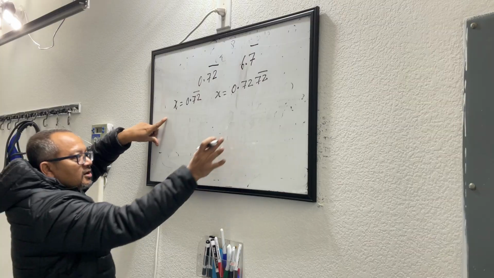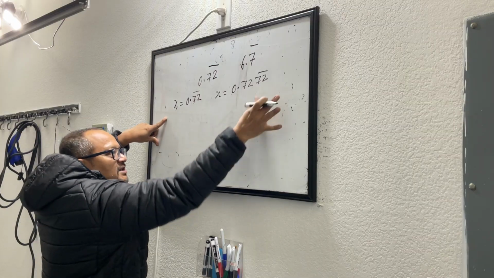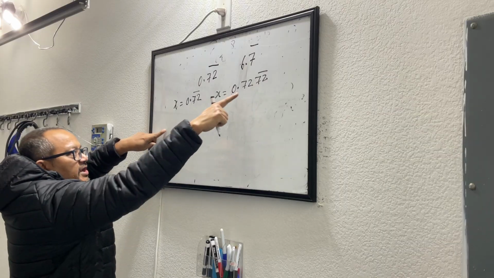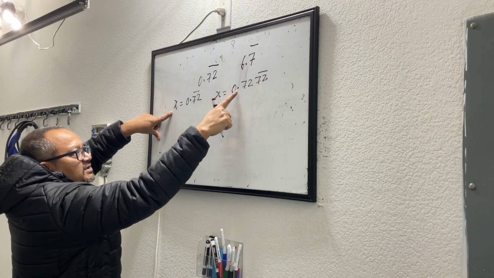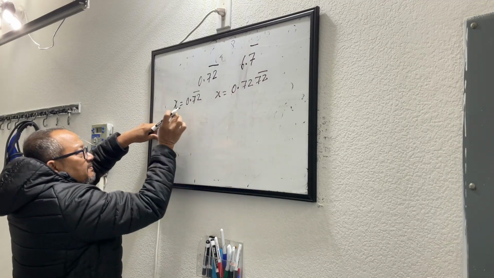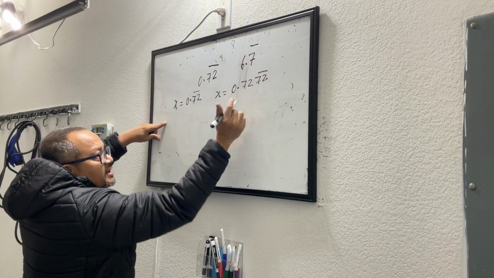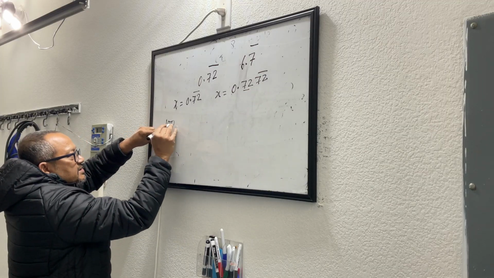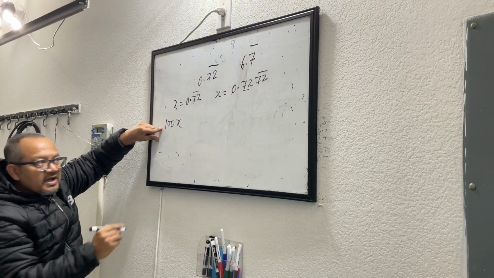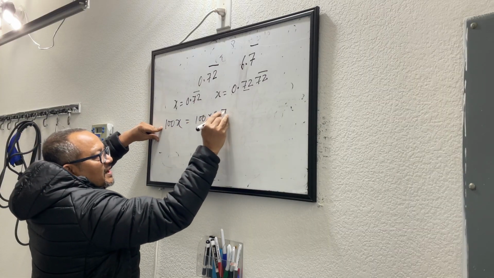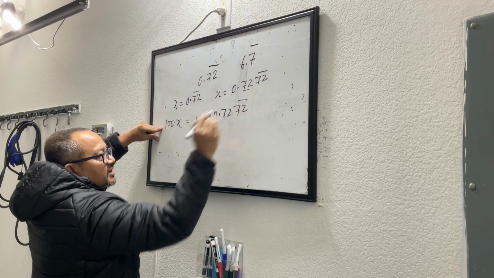Arihan, hold your horses now. You will just verify your answer against mine. So here x equals 0.72, 72 repeating. Meaning if I multiply this x by 100, I will get 72.72 repeating. So 100x will be equal to 100 times 0.7272 repeating.